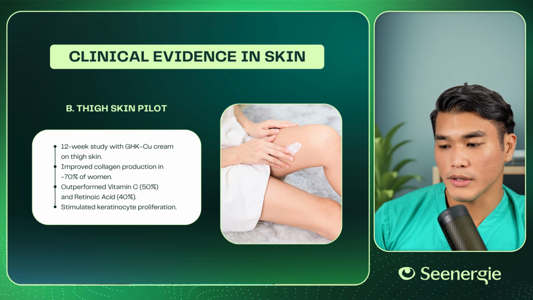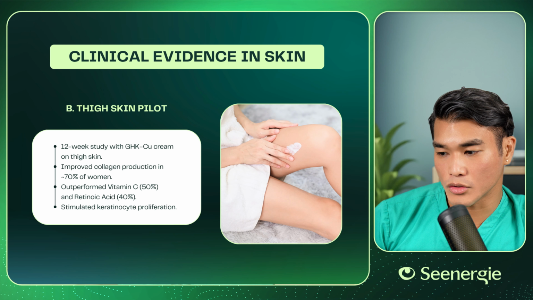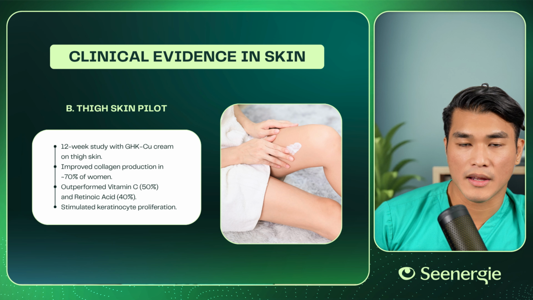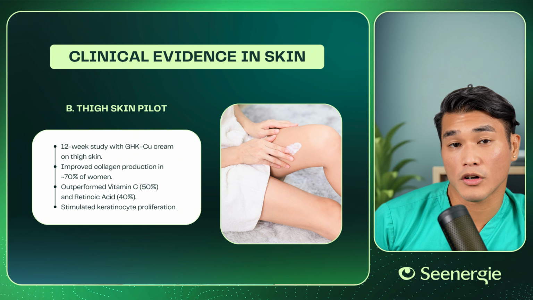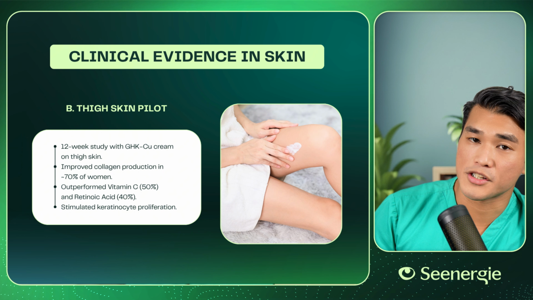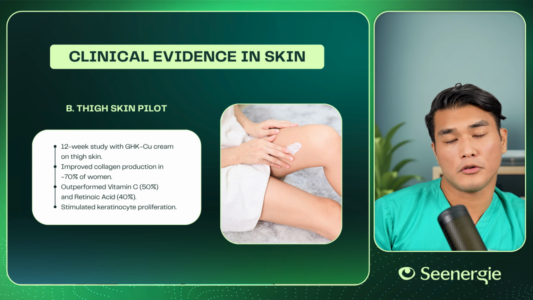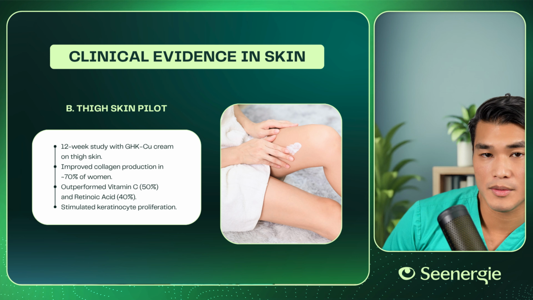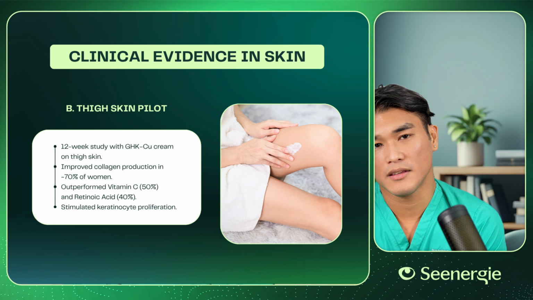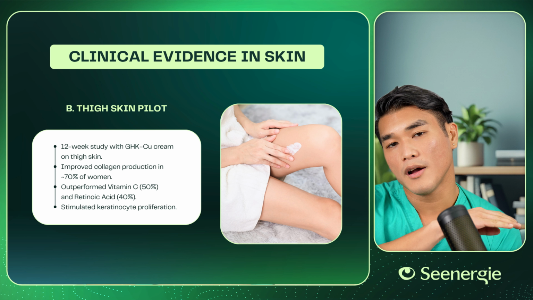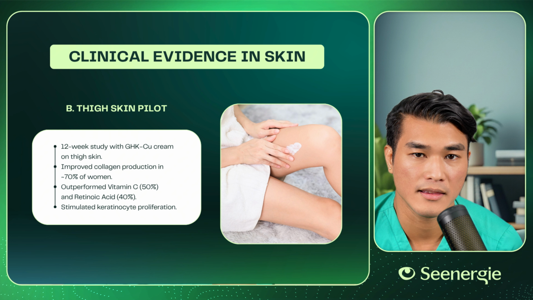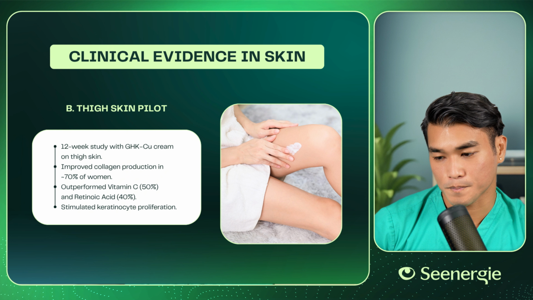There was another pilot study that focused on skin on the thighs. This was a 12-week study where GHK-Cu was applied to thigh skin, and it also showed an improvement in collagen production in about 70% of women, which outperformed vitamin C, which showed a 50% improvement, and retinoic acid, which showed a 40% improvement. It also stimulated keratinocyte proliferation, which is the most outer layer of skin that does most of the protecting.